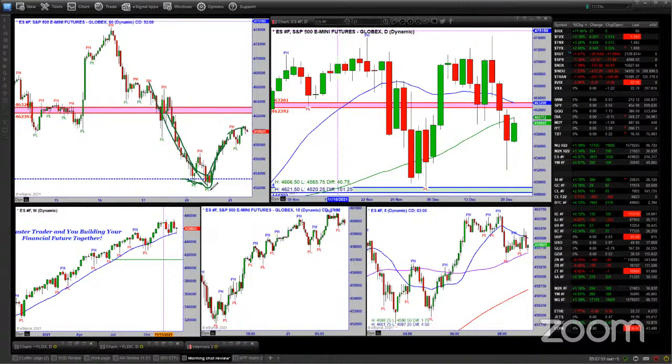It does not tell you that the trend has changed. It's just one piece of information. Momentum is slowing down. Okay, now what do you do with that? Well, I see a wide range bar here.